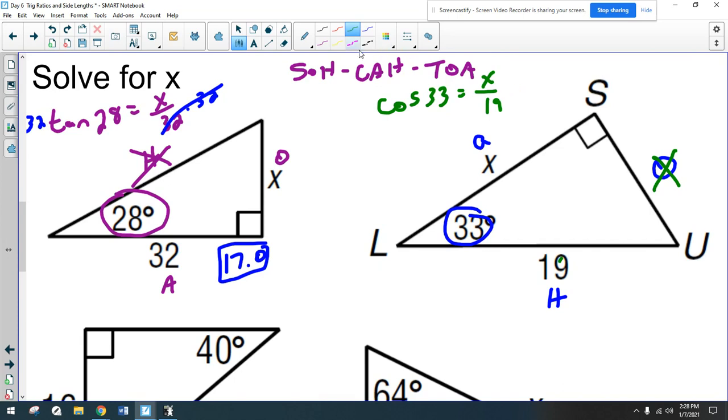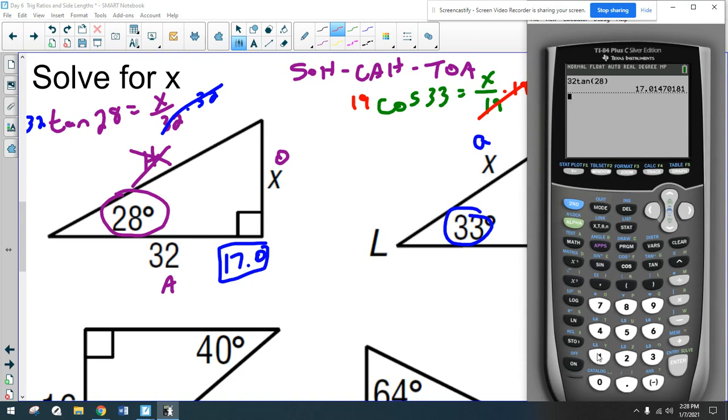Okay? And then you solve for x. So my next step is, since they're dividing x by 19, I'm going to times. So I got 19 times the cosine of 33. And that's going to give you about 15.9 for your answer.